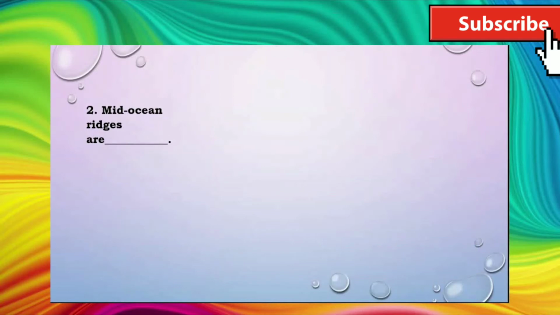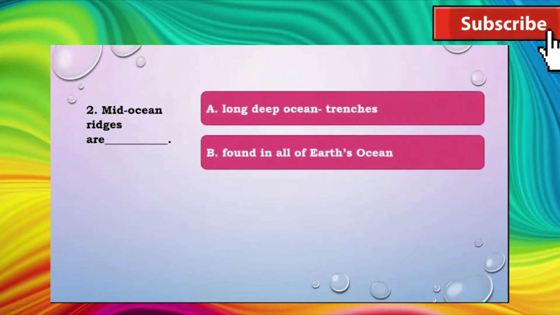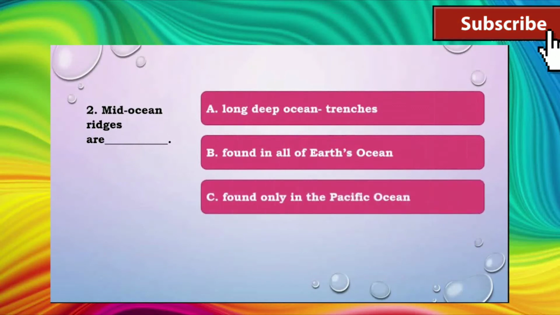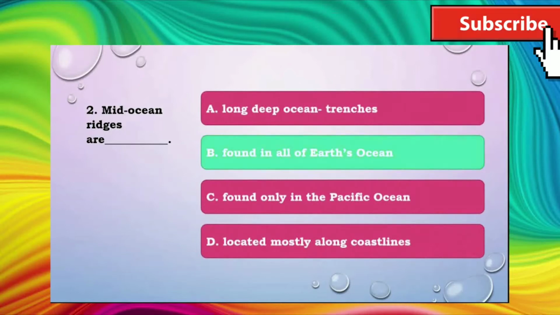Number 2. Mid-ocean ridges are blank. A. Long deep ocean trenches. B. Found in all of Earth's oceans. C. Found only in the Pacific Ocean. D. Located mostly along coastlines. What is your answer? The answer is B. Found in all of Earth's oceans.